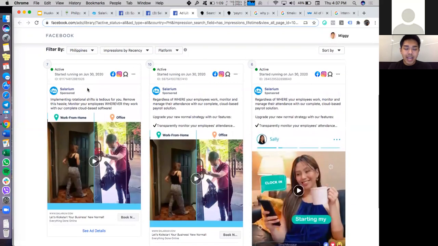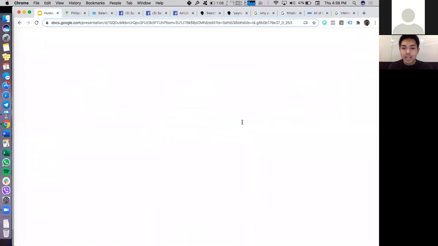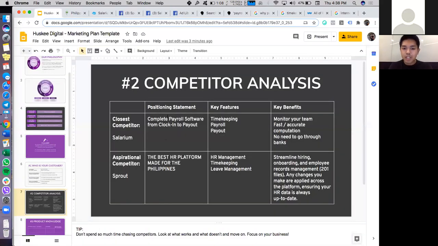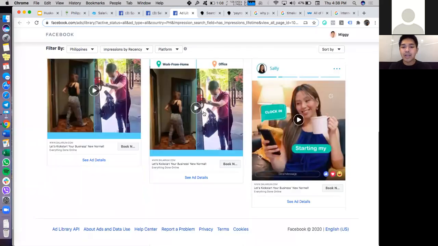I like to do this because I like to see what copy they're using, right? So it's the same conversation. It all goes back to here. What's their positioning statement? What words are they using? What benefits and features are they highlighting? Almost always they will highlight that on an ad.